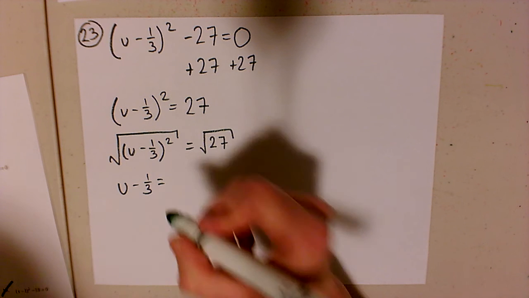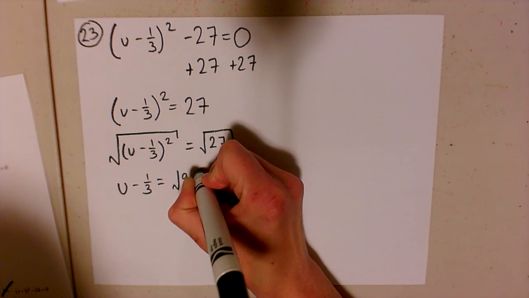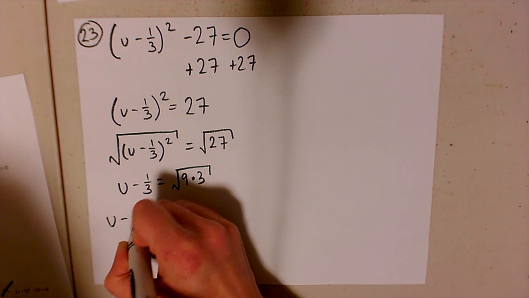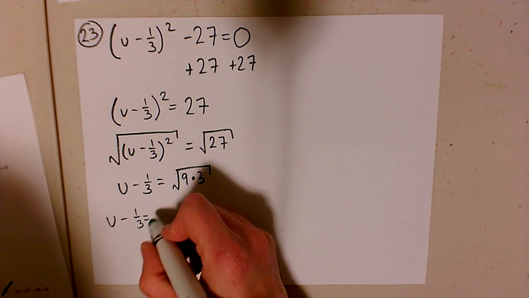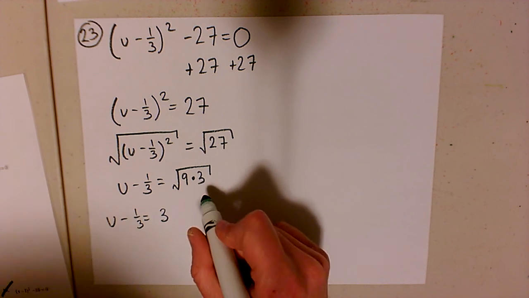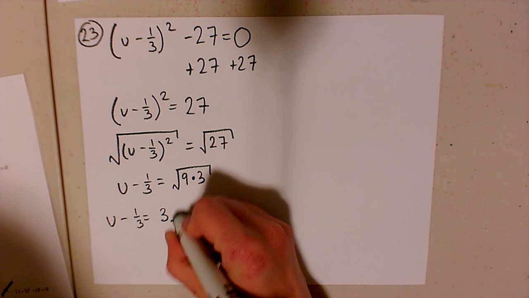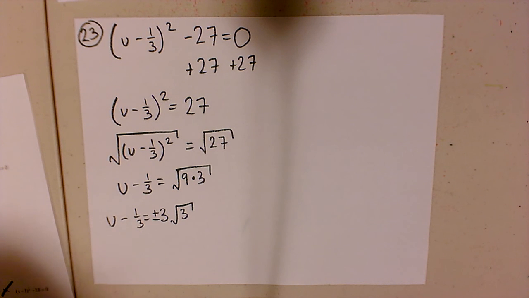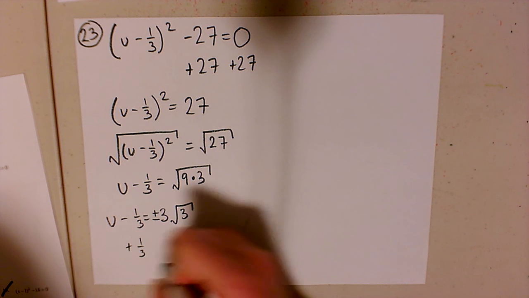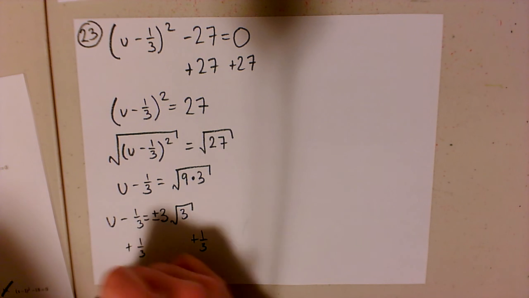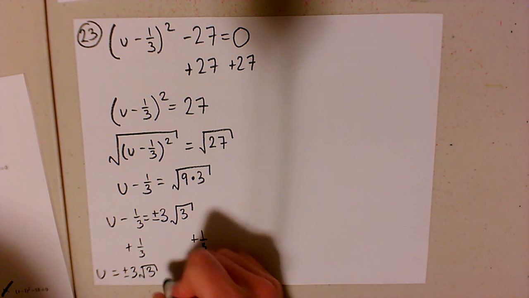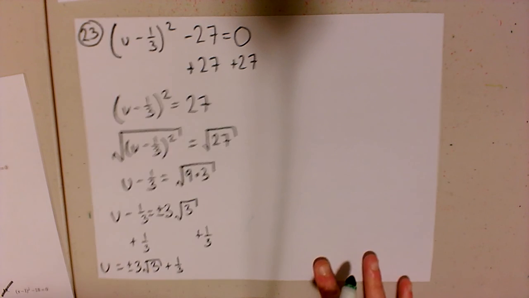So on the left, well, that's just going to turn into u minus 1/3. On the right, the square root of 27, that turns into 9 times 3. Okay, so we have u minus 1/3. Now, the square root of 9, we can pull that out. That's just 3. The square root of 3, we can't do anything with that, so we'll leave that on the inside, and then we can throw a plus or minus in front of this. So we want to get the u by itself, so let's add 1/3 to both sides.